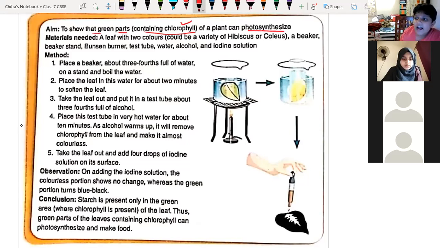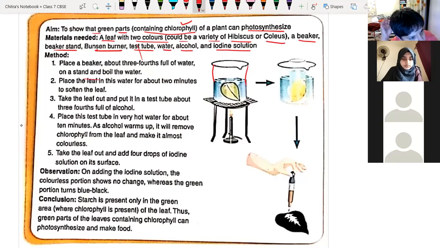What are the materials we require? The green leaf with two colors, it should be a variety, maybe of hibiscus or any other plant like coleus. Then we require a beaker, beaker stand, Bunsen burner, test tube, water, alcohol, and iodine solution. So these are the materials we require to perform that particular experiment.